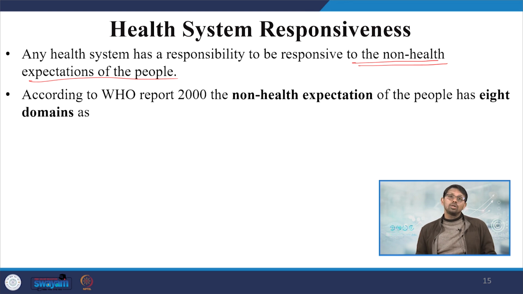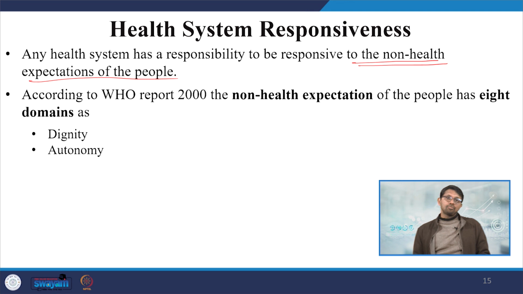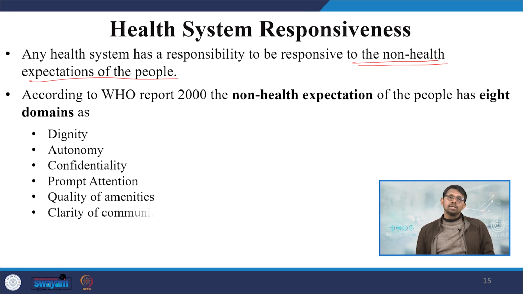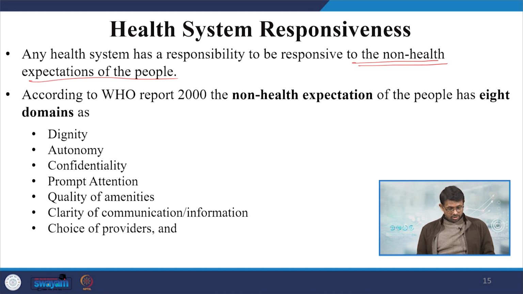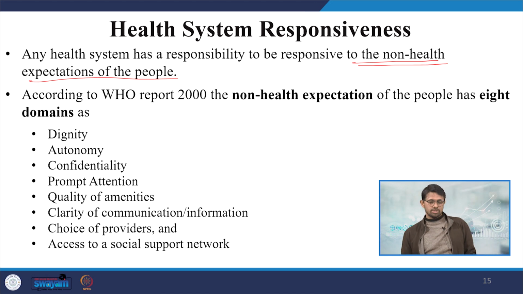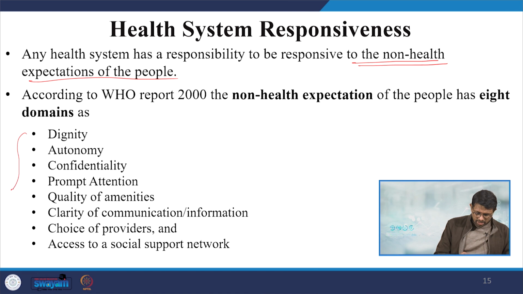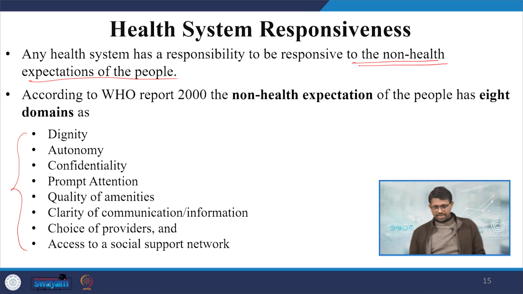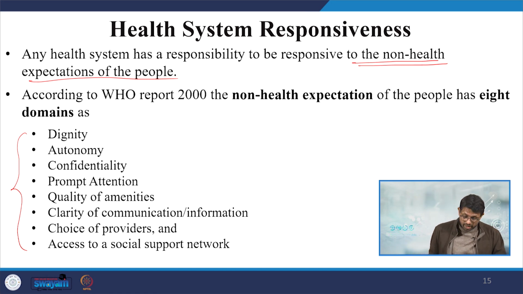According to the WHO 2000 report, the non-health expectations of the people have 8 domains: dignity, autonomy, confidentiality, prompt action, quality of amenities, clarity of communication or information, choice of providers and access to social support networks. You can note that these are not directly linked to the health requirements. These are beyond health, hence they are called non-health expectations.